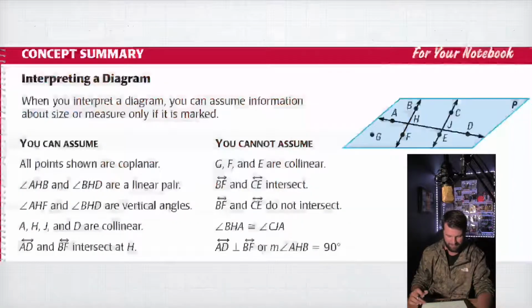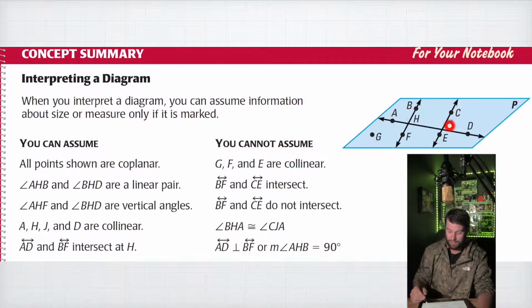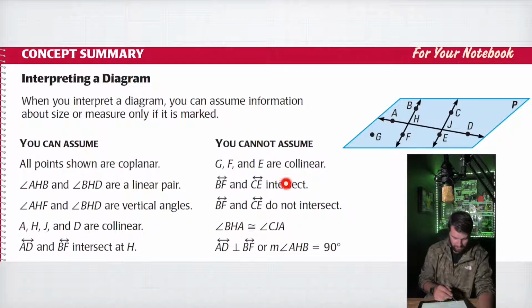Let's just keep going. So, interpreting diagrams. When you interpret a diagram, you can assume information about the size or measure only if it is marked. So, it's really easy to look at this and think, oh man, angle AHB looks like a 90-degree angle. But you cannot assume that unless it was marked by a 90-degree angle. So here are a bunch of different things we can assume and things we cannot assume.